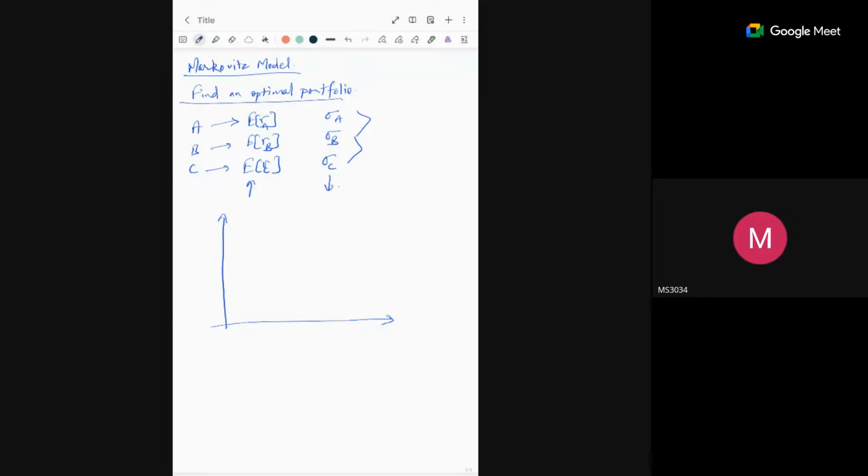in a risk-return diagram, where your expected return is given on the vertical axis and standard deviation is given on the horizontal axis. So you can represent your assets. For example, let's suppose this is asset A, this is asset B, this is asset C, and so on and so forth, there are multiple assets there.